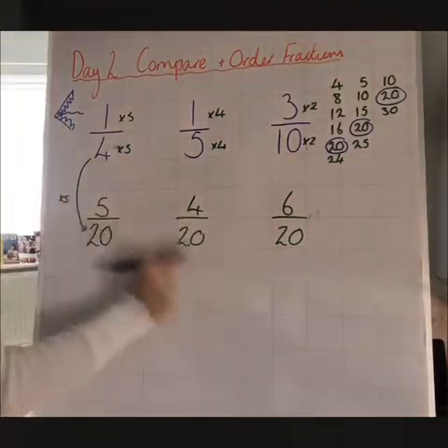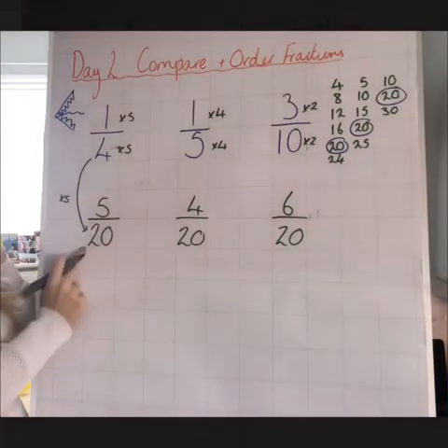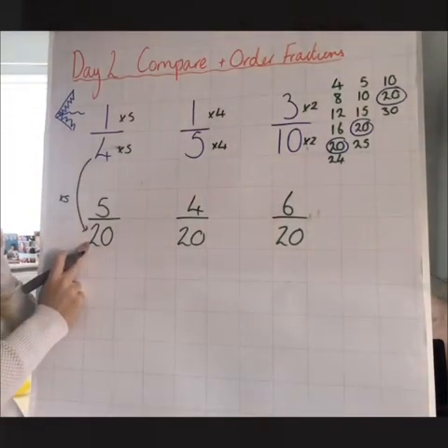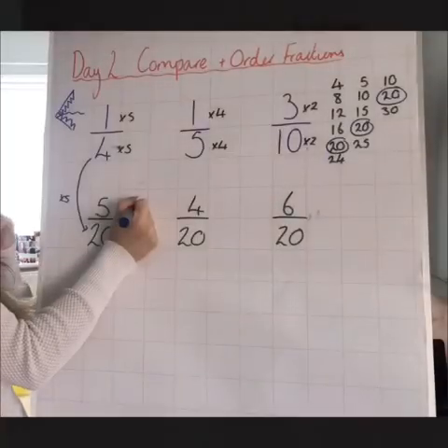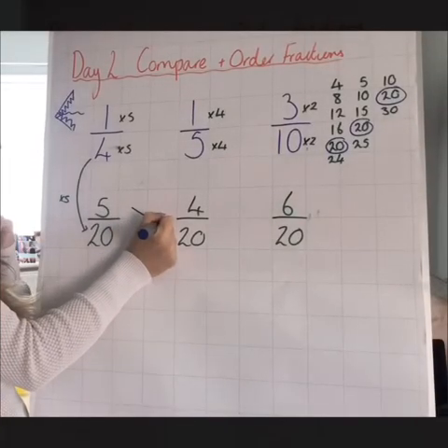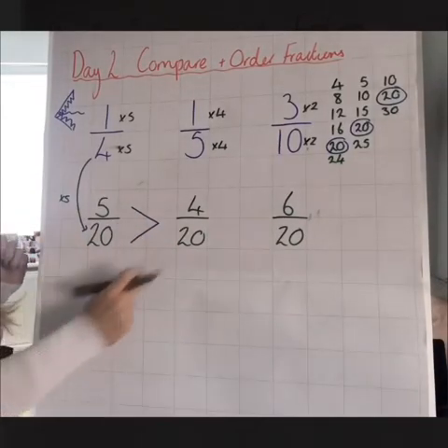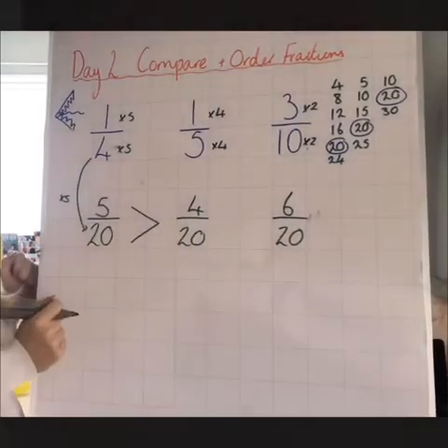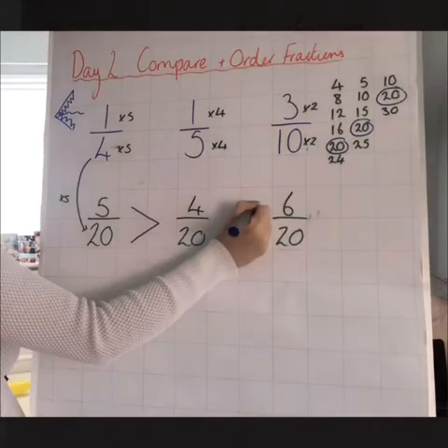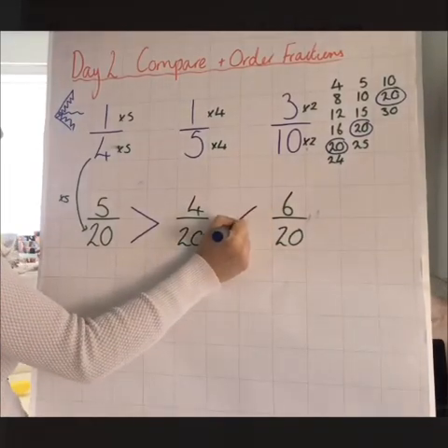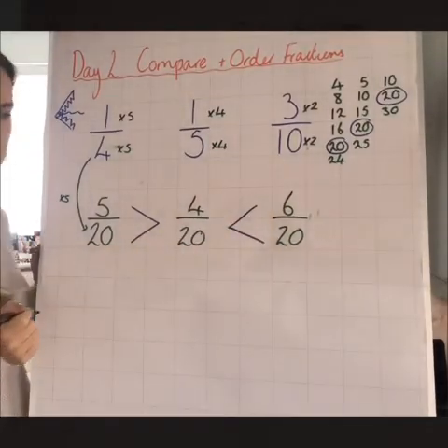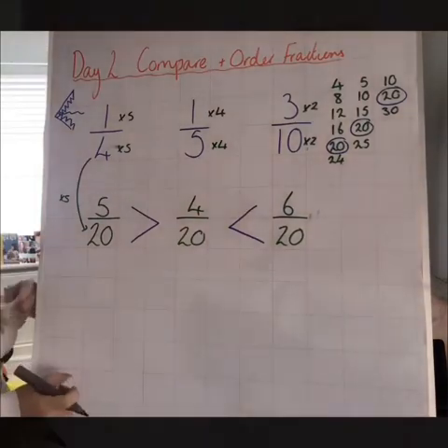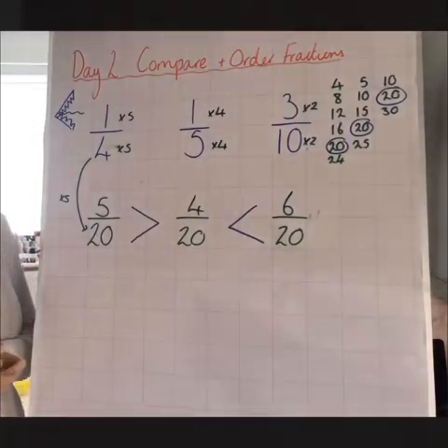So here, I can see that 5/20 is my bigger fraction. So I need to face his mouth this way. And here, 6/20 is my bigger fraction. So I need to face his mouth that way. Okay? If I had any fractions the same, I would use my equal symbol.